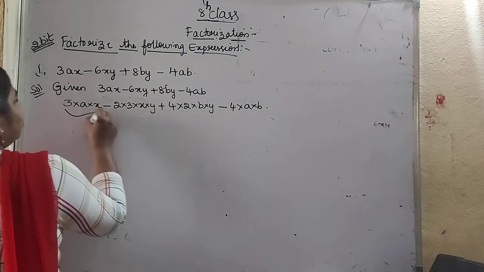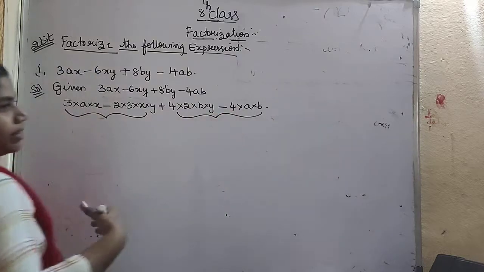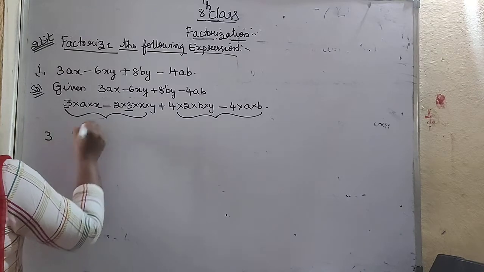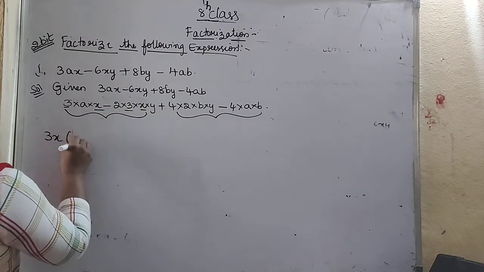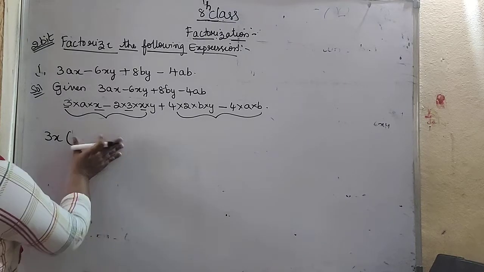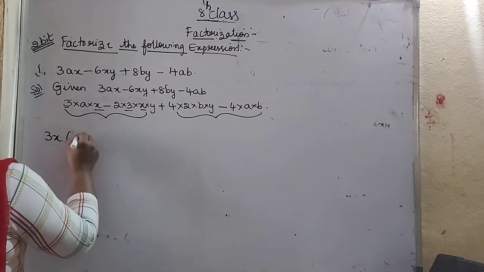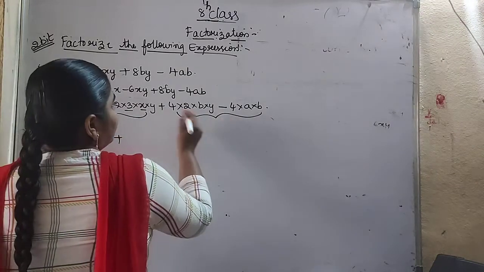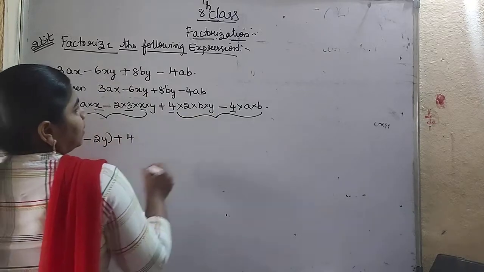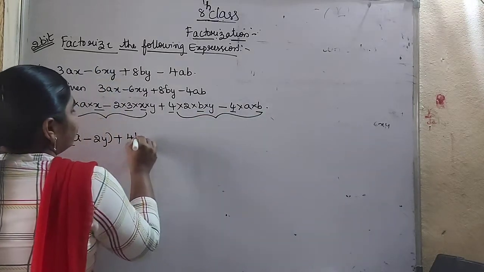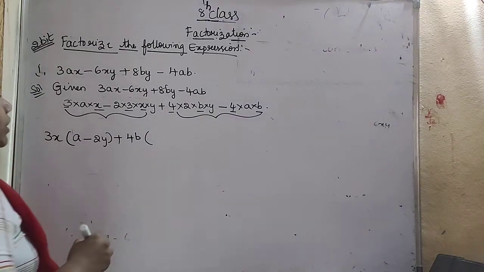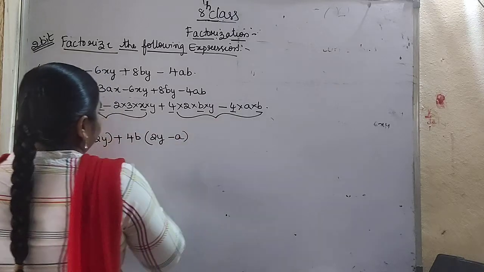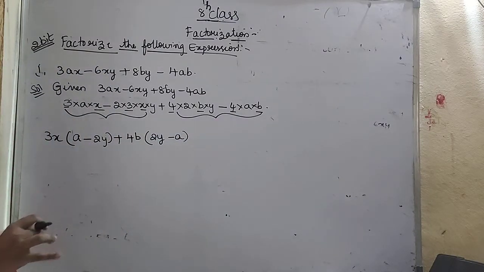Now in the first two terms and the last two terms I am taking out the common values. So what is common here? 3 is common and x is common. So 3x is common in both the terms. Remaining terms we have to write in the bracket, that is a minus 2y. Now in this case what is common? 4 is common and b is common. So 4b is common in this term. And what are the remaining terms? 2y minus a. So have you got the common factors or not?